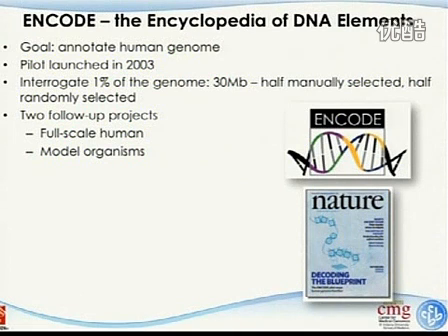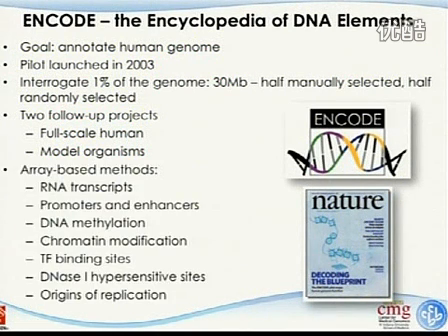And there are 2 follow-up projects, which are now available: a full-scale human study, not only the 1% of the genome but the full scale, and also some of the model organisms. Most notably, Drosophila and C. elegans. Drosophila is the flies, and C. elegans are the worms. Those are really interesting models that people use to study biology.